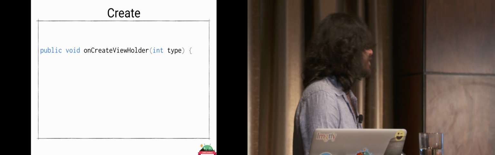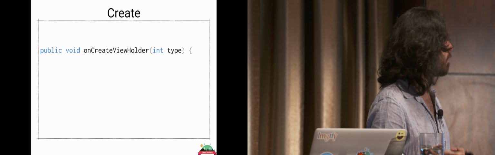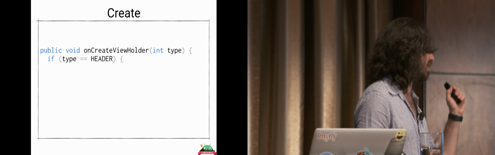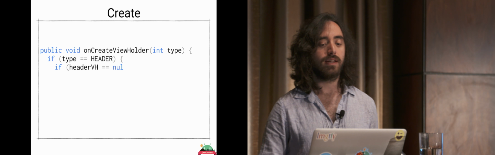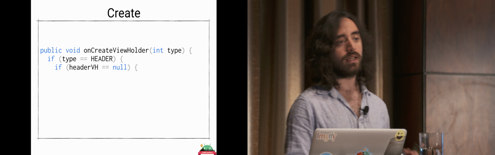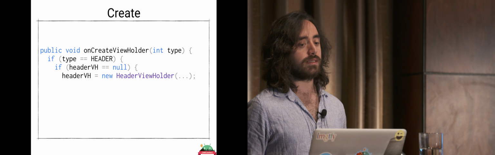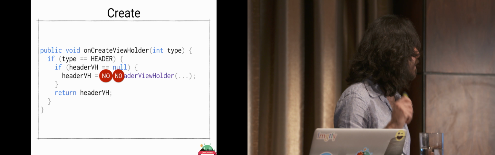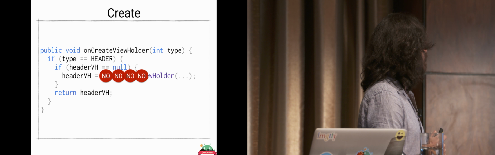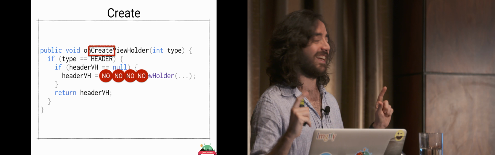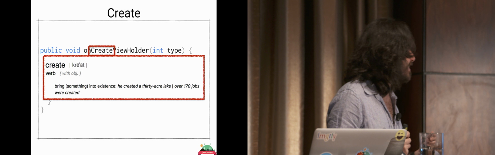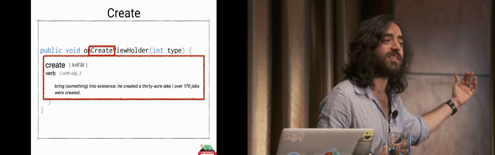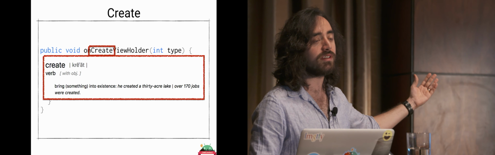Another example I see is very common. I just saw this like 2 weeks ago. In the onCreateViewHolder method, if you have headers, it's a very common implementation. If the type is a header type, check if the header viewHolder is null. If it is null, create it, and then return the header viewHolder. You cannot do this. Look at the method, it is called create. Look at the description. It says bring something into existence. Did you bring anything into existence when you return me the same viewHolder?